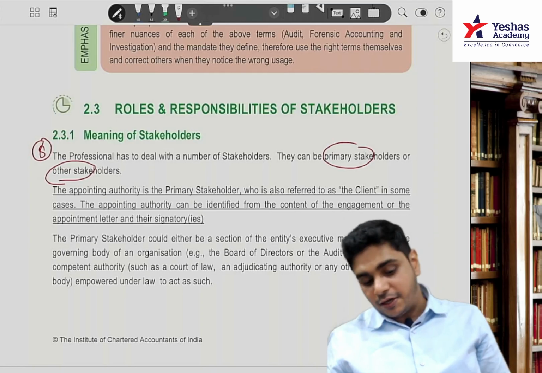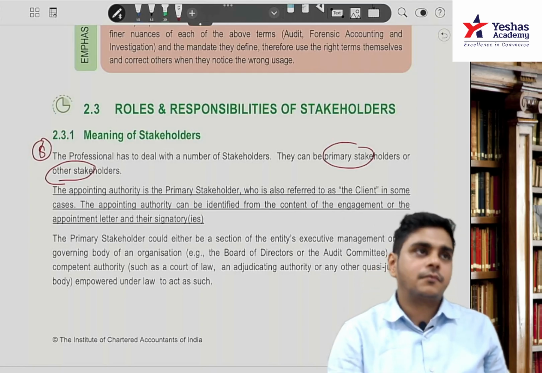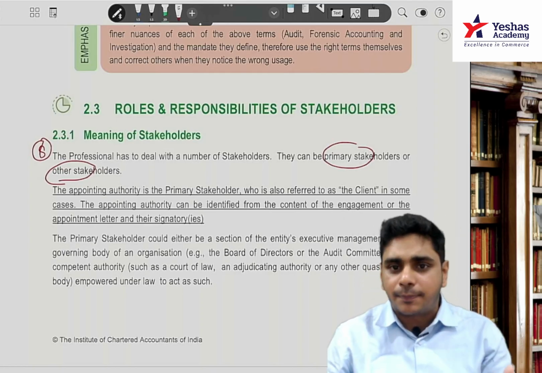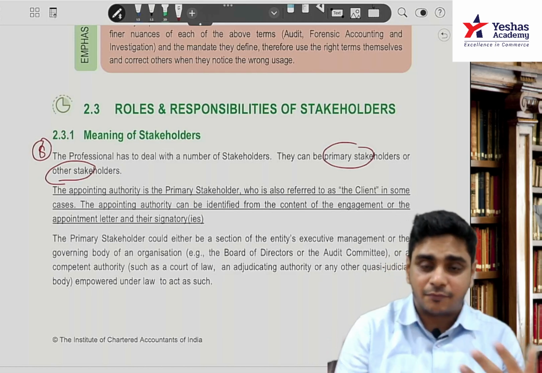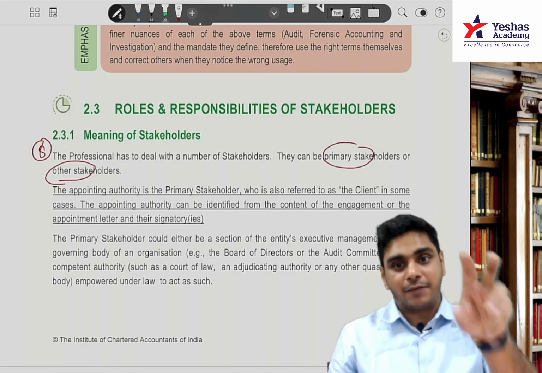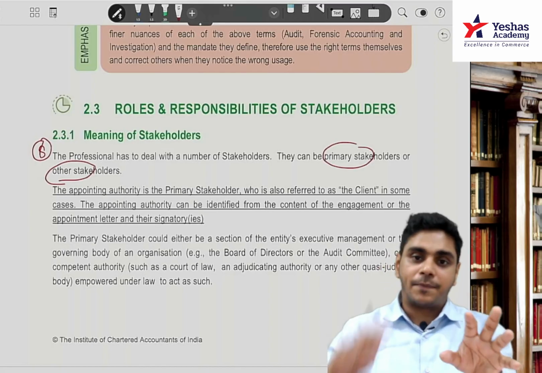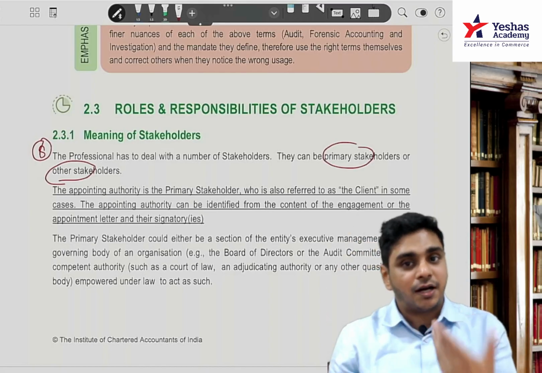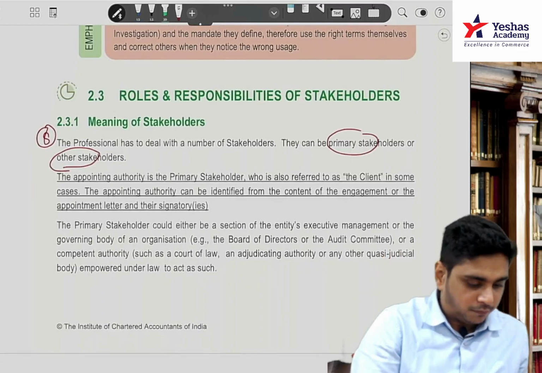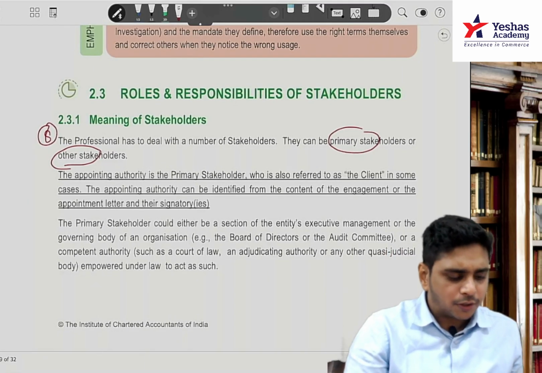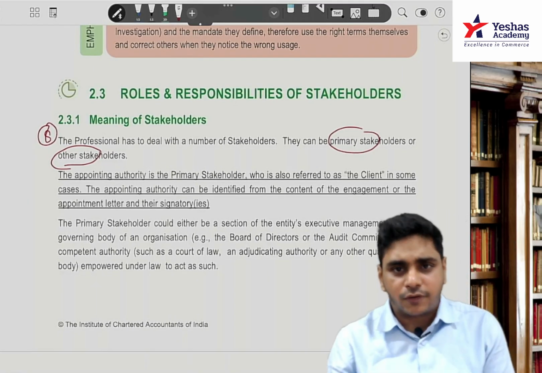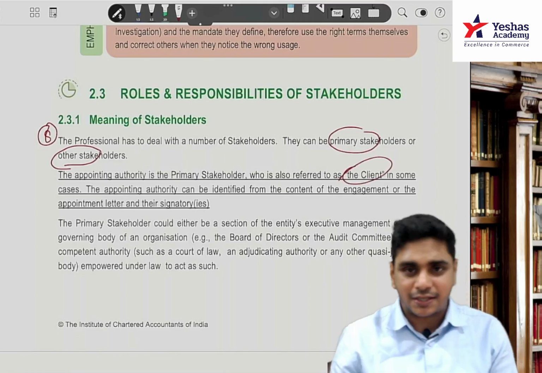Now for example, if the government has appointed you, like in the PNB Nirav Modi fraud, the government was your primary stakeholder and that report will be presented to the general public. The general public becomes the other stakeholders. So here the appointing authority is a primary stakeholder who is often referred to as the client. They are also called the client.